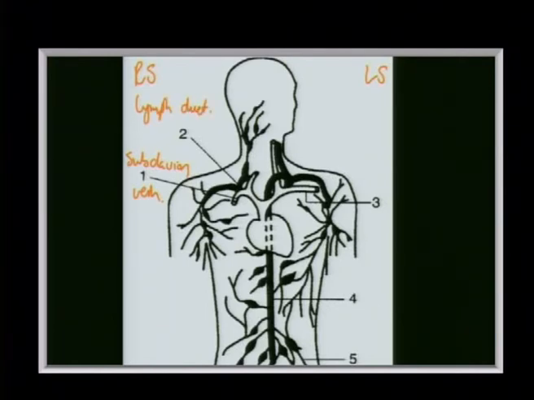It's the lymph duct. Number 3 would be, okay, so this is the right subclavian vein. That would be the left subclavian vein. Okay, number 4, that is a main duct, okay? It's not just any lymph duct, it's a main lymph duct.